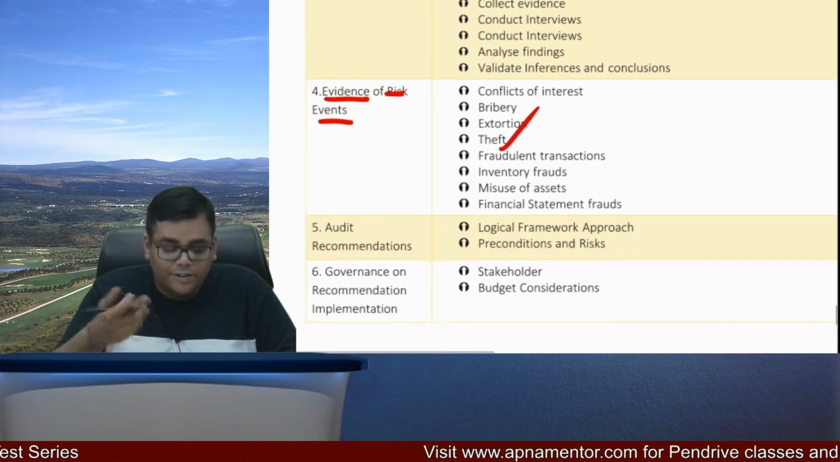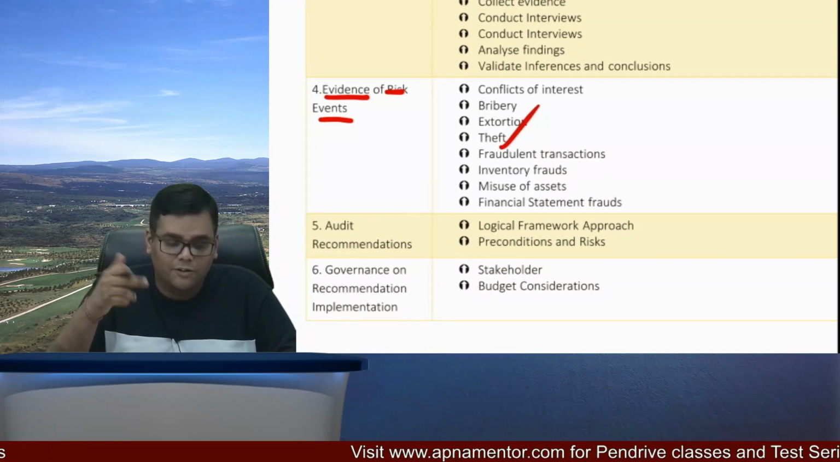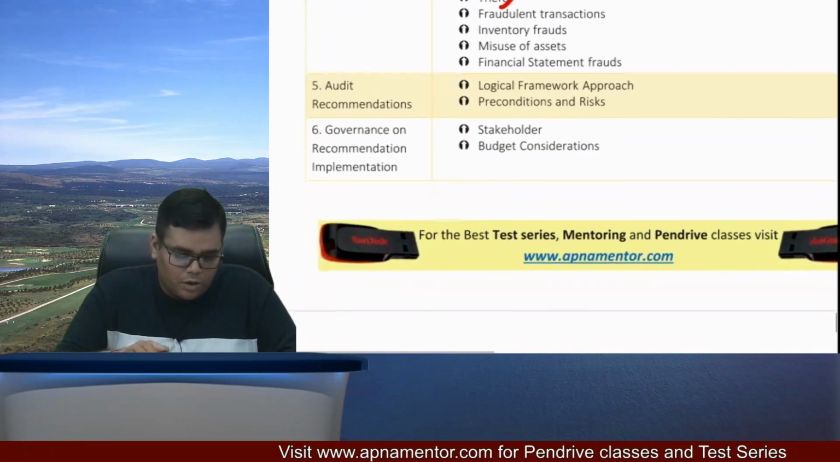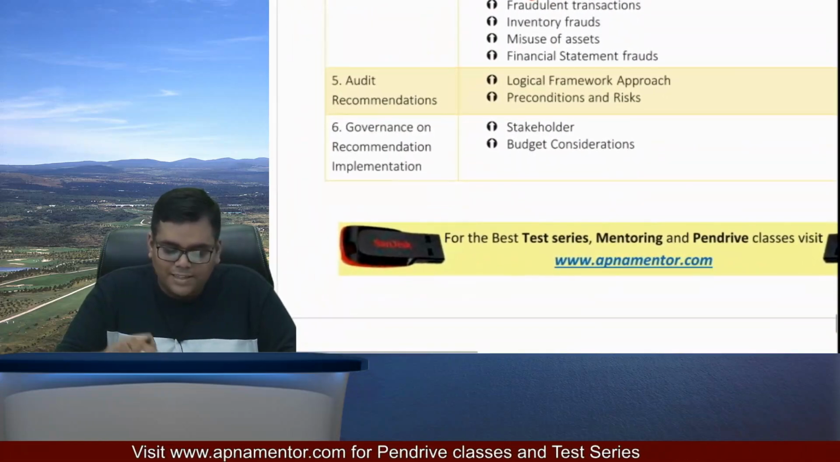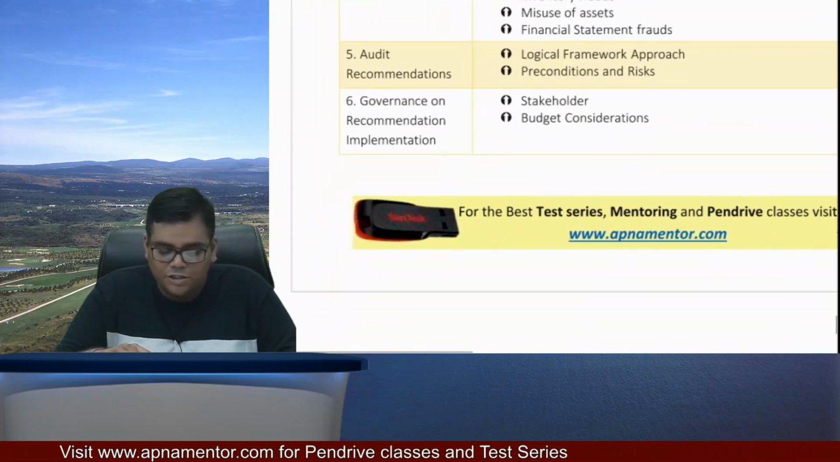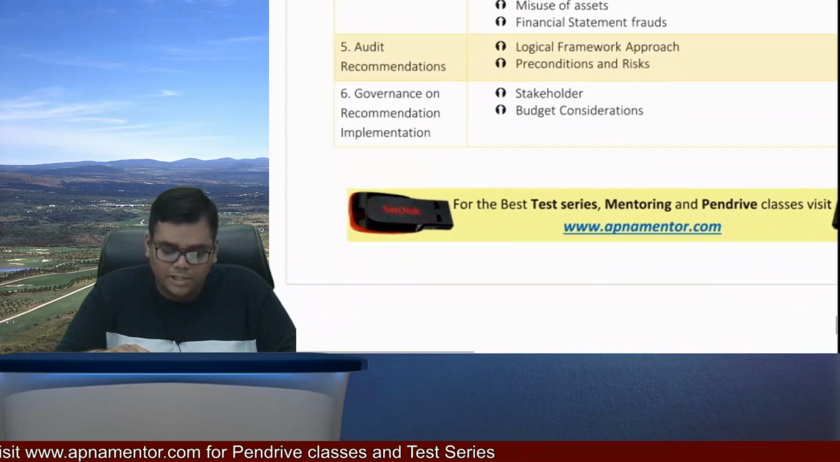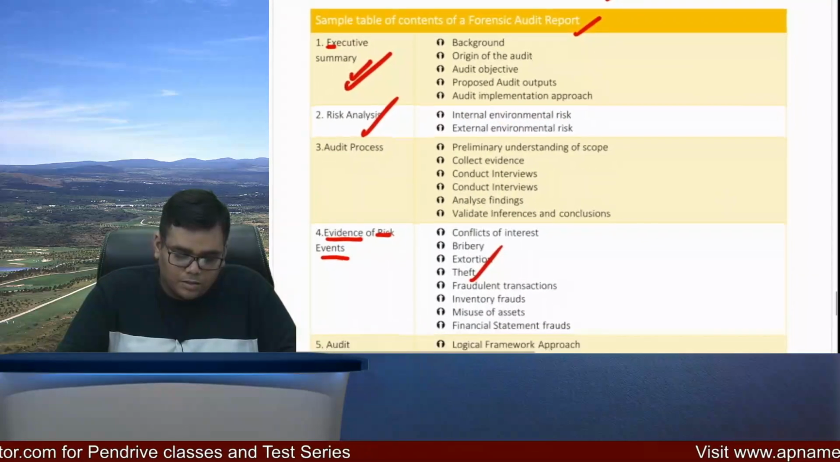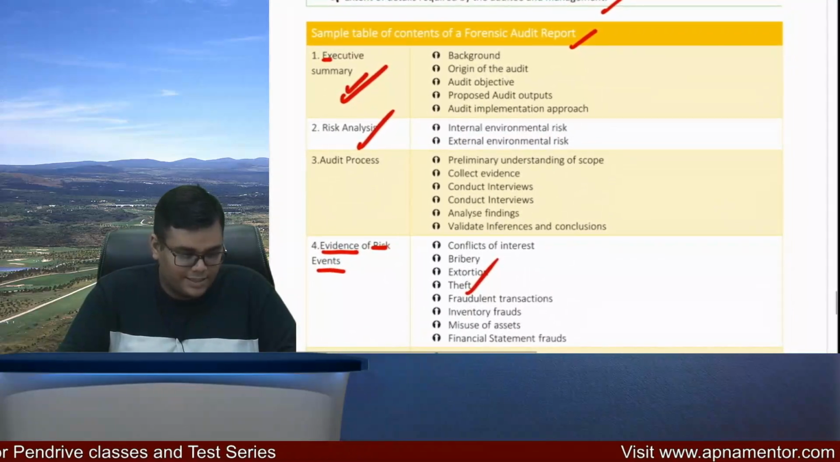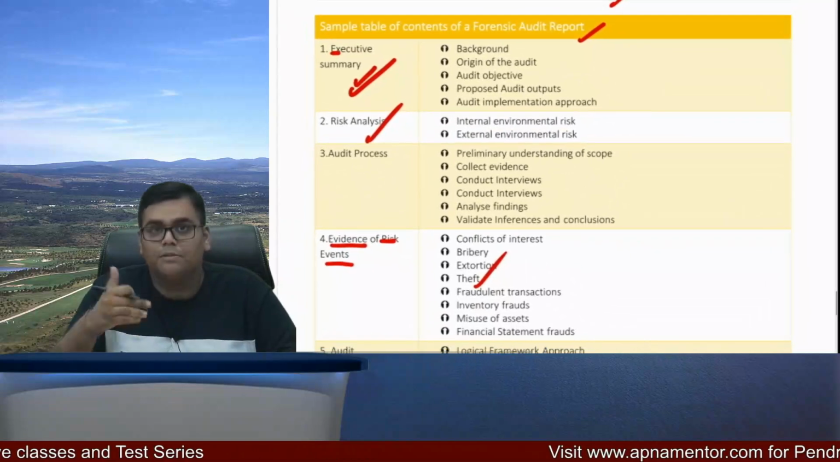Theft, inventory fraud, misuse of assets, conflict of interest, audit recommendations. Then we have audit recommendations. And finally, we have governance on recommendation implementation. Governance on recommendation implementation. So we have the following elements in a forensic audit report. That's sample table of contents.